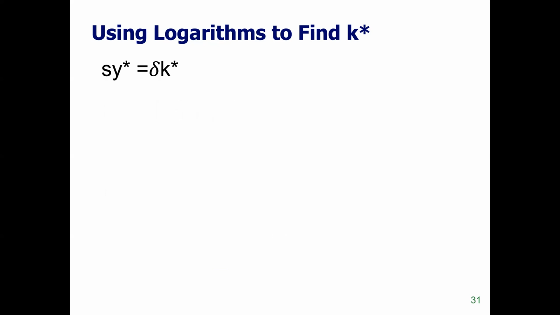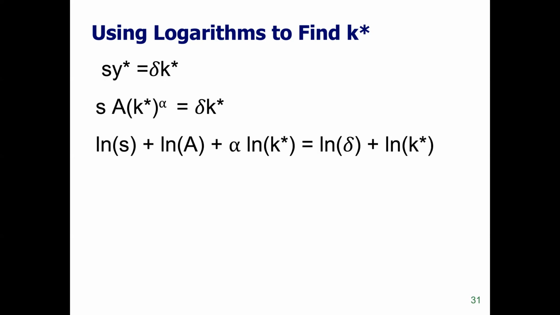So let's go through that. We have this equation: saving rate times steady state output is equal to depreciation rate times steady state capital. Now if I plug in the Cobb-Douglas equation for steady state output, I get saving rate times technology parameter A times K star to the alpha equals delta K star. This is going to simplify a lot when we take logarithms.